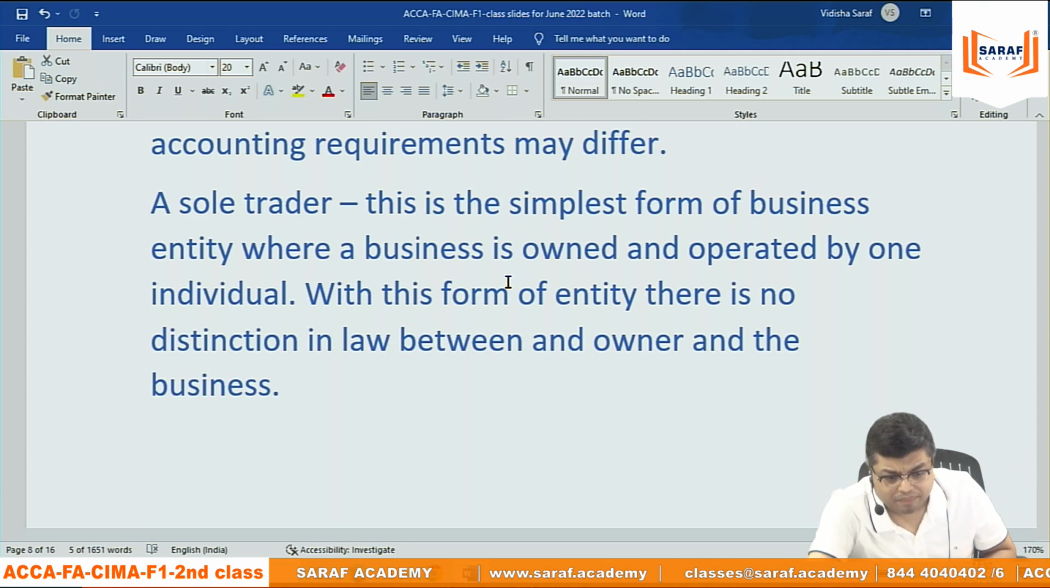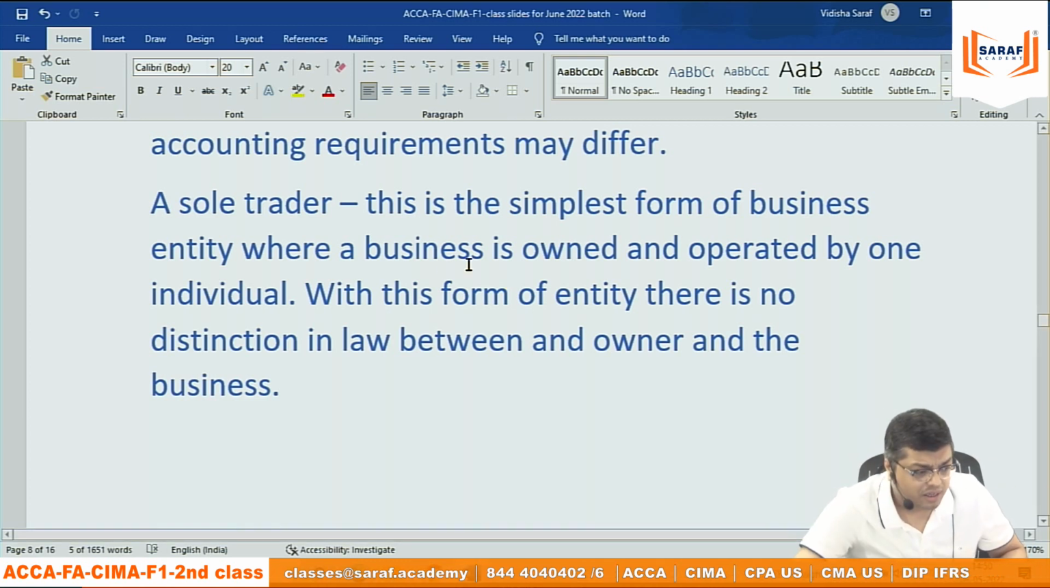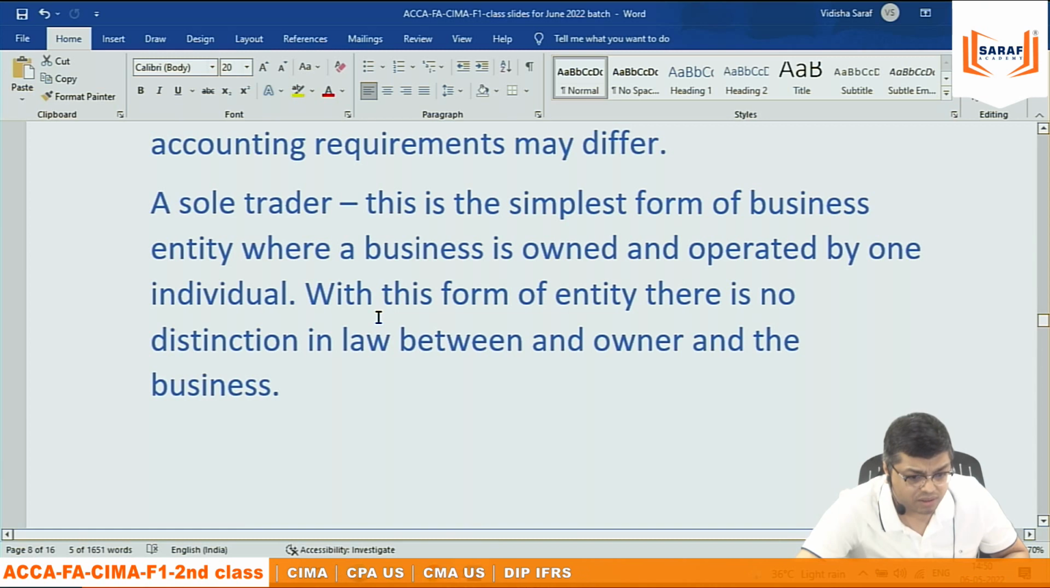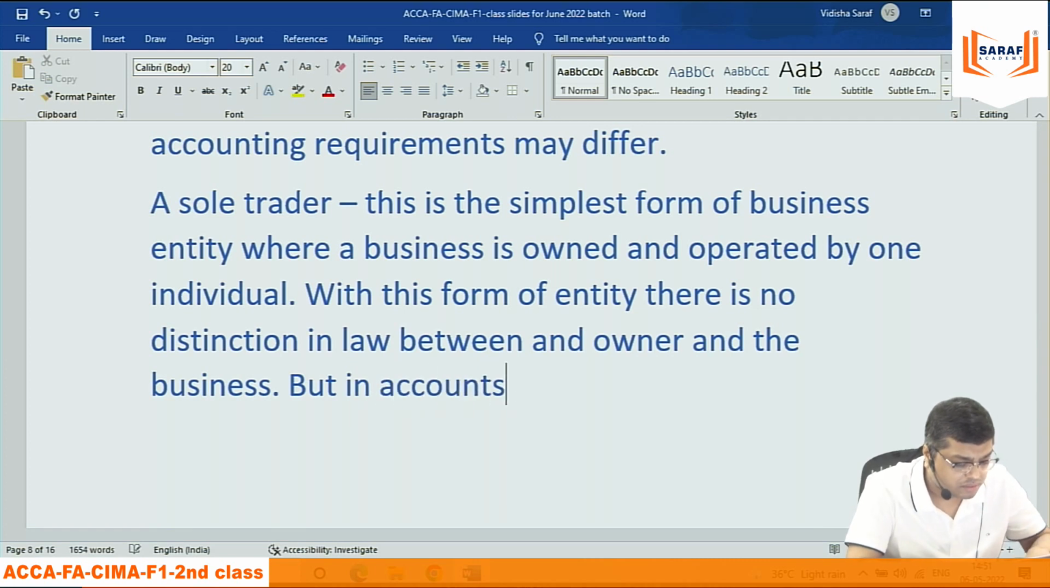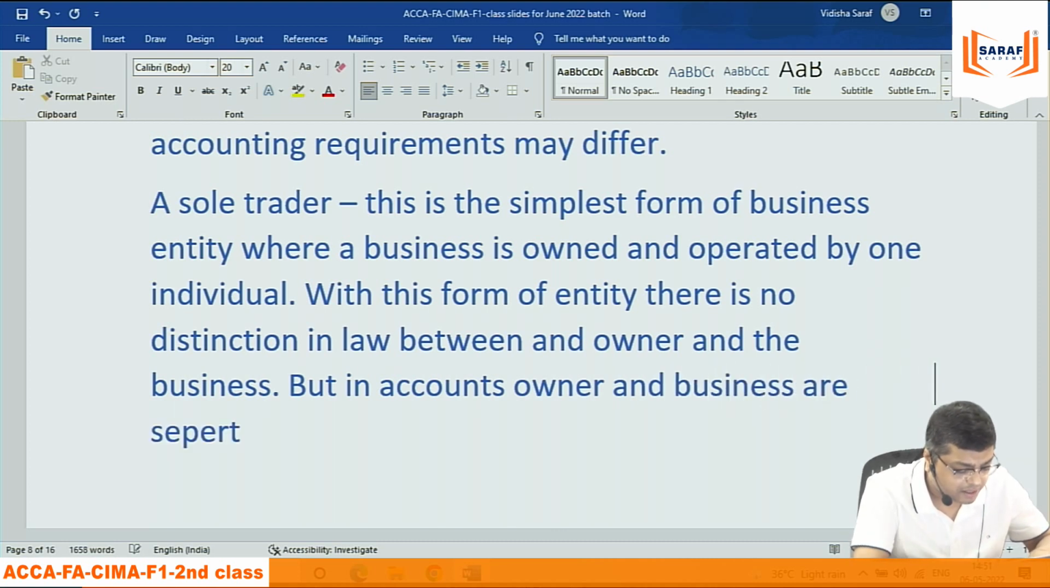In accounts, separate. But in legal and in accounting both, in case of a company, the shareholders and the company are separate. A sole trader is the simplest form of business entity, where a business is owned and operated by one individual, for that reason sole. With this form of entity, there is no distinction in law between owner and the business. But in accounts, owner and business are separate.